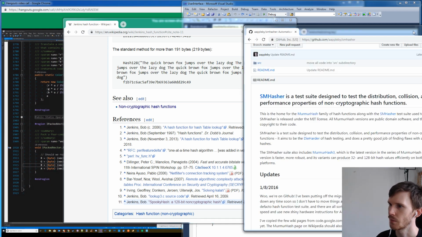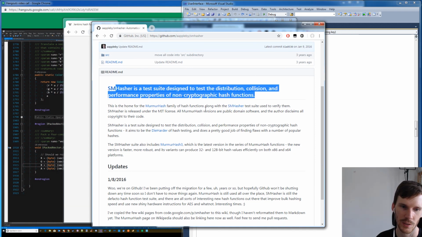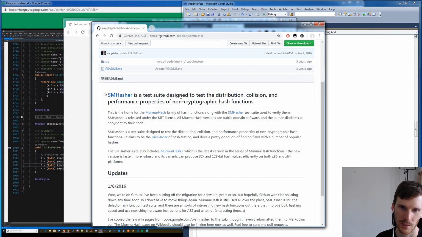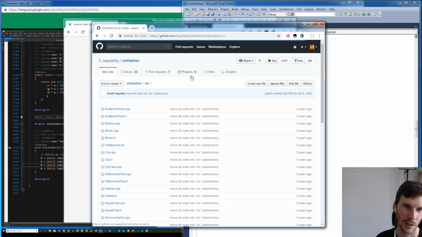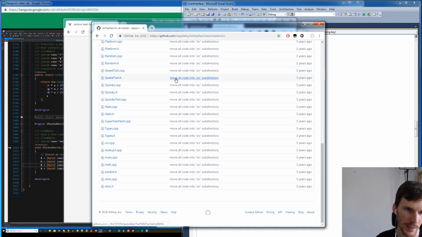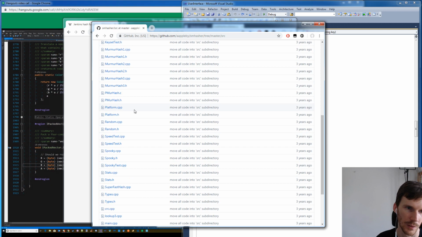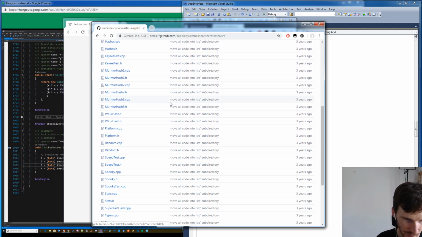Here we go. So, a test suite designed to test the distribution, collision, and performance properties of non-cryptographic hash functions. So this is basically a test suite. You can imagine that if we wanted to design a hash function, we could compile this thing, and they've got Spooky in there, they've got Murmur, they've got various versions of Murmur, and so on.